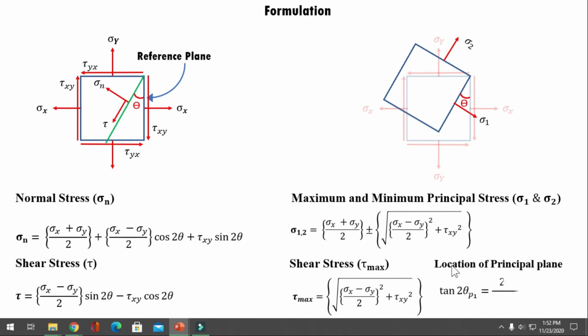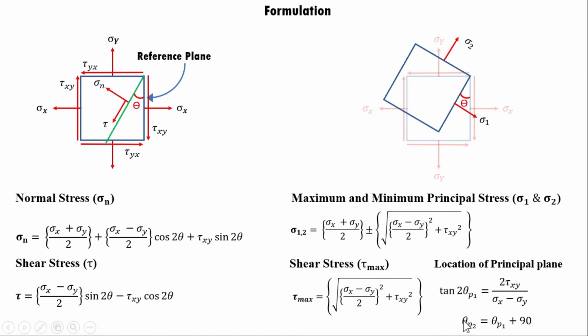I want to determine the location of this maximum and minimum principal stress, so I am finding it with this formula: tan 2 theta is equal to 2 tau xy upon (sigma x minus sigma y). And theta p2 is definitely at an angle of 90 degrees with respect to theta p1, because theta p1 and theta p2 are acting mutually perpendicular to each other.